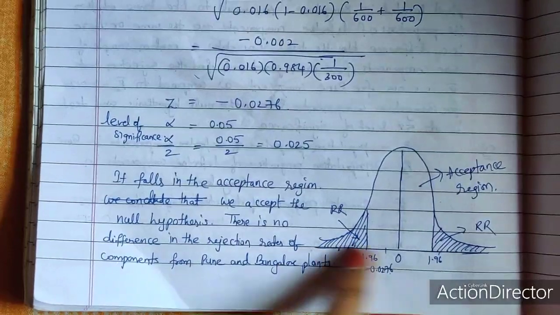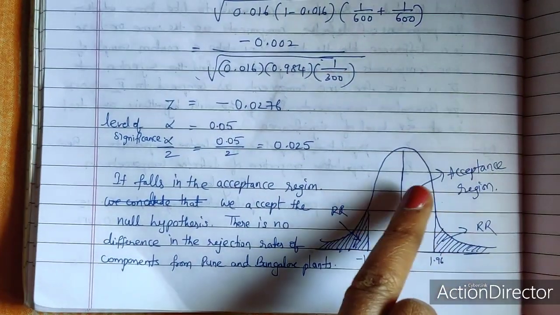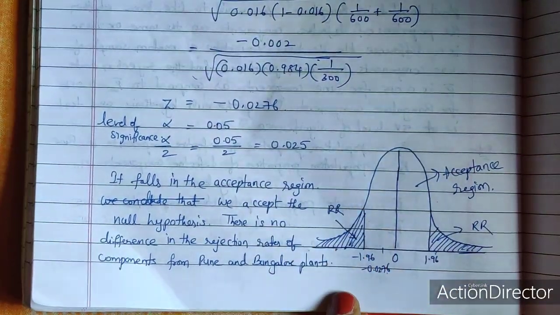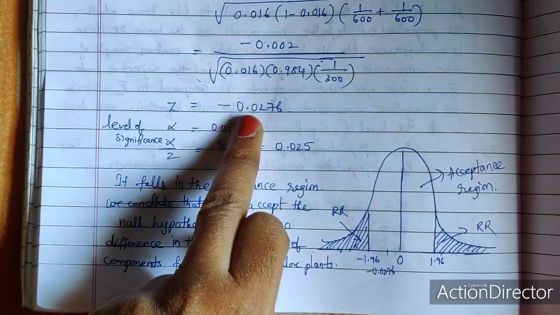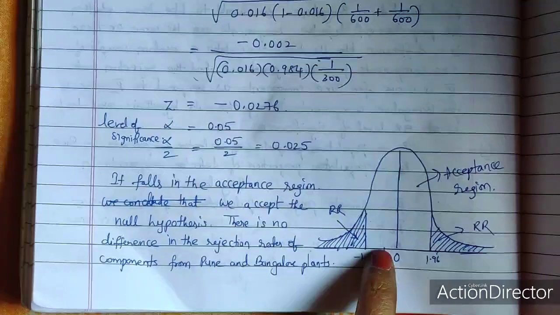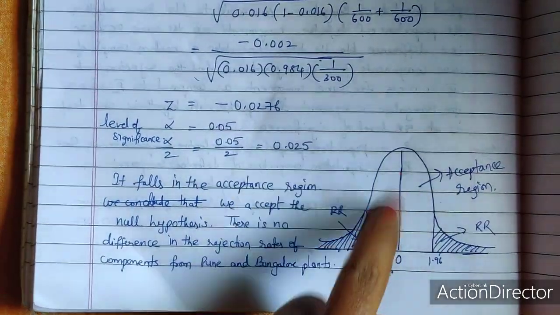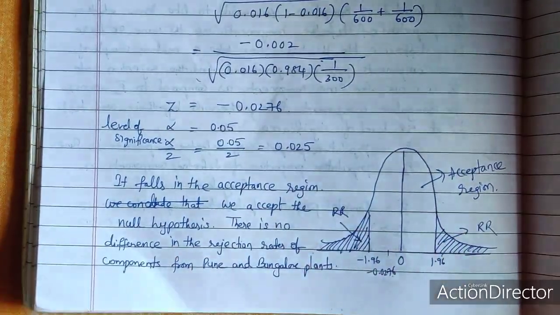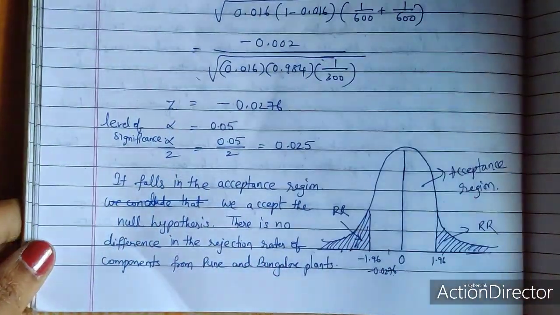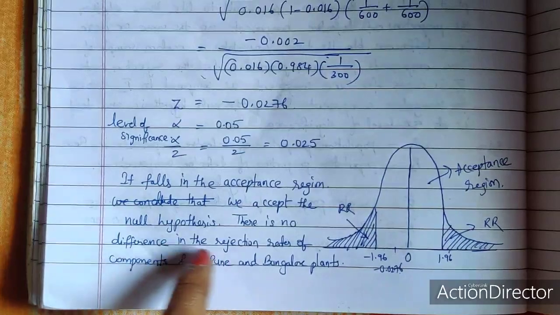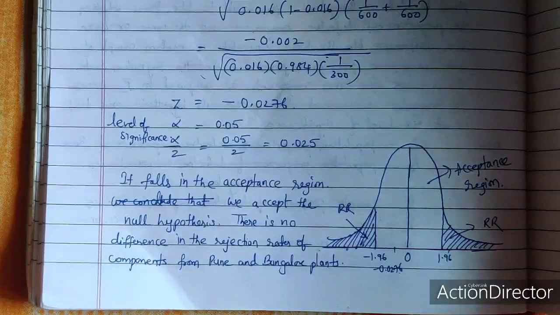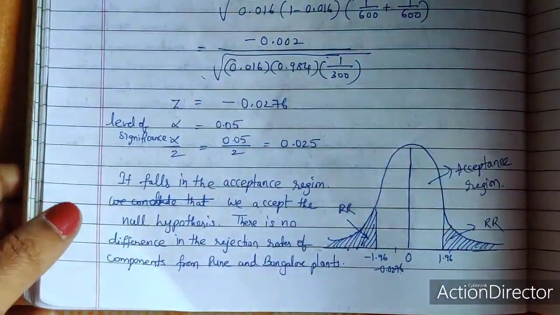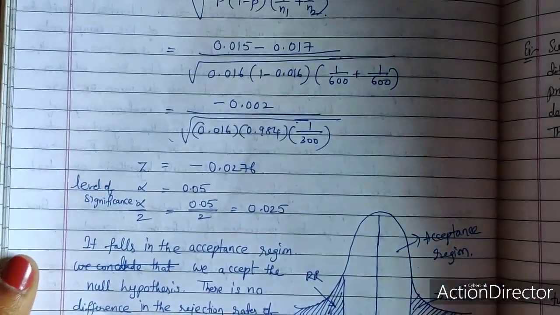Beyond these limits we get the rejection region, and this is the acceptance region. Our calculated value Z equal to minus 0.0276 lies here, in the acceptance region. So we accept the null hypothesis, and we conclude that there is no difference in the rejection rates of components from the Pune and Bangalore plants. They are equally defective. In that way we can calculate the population proportion also.